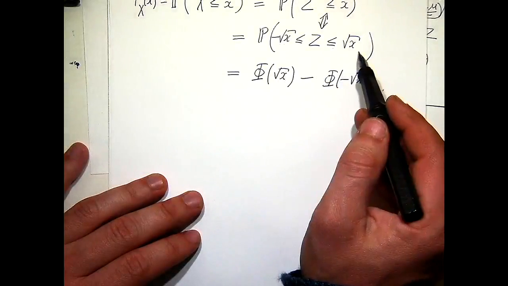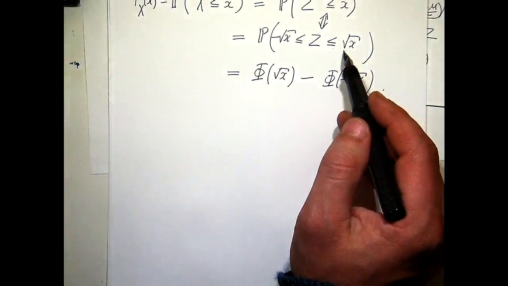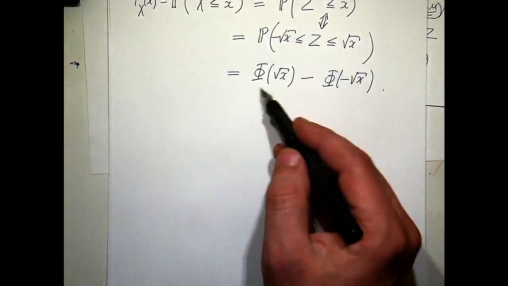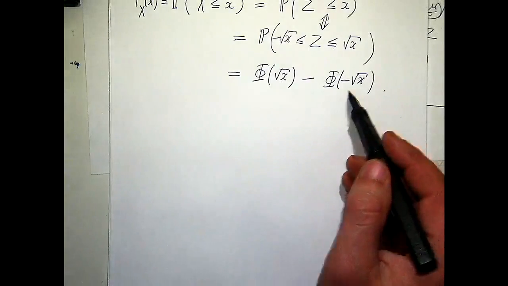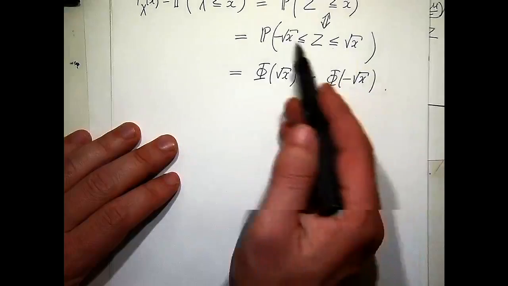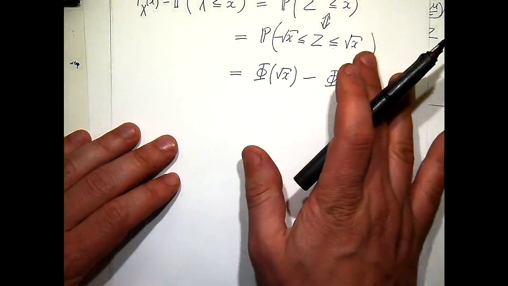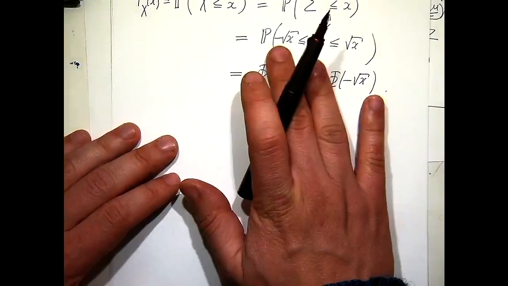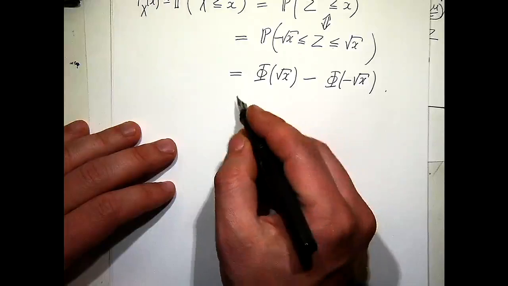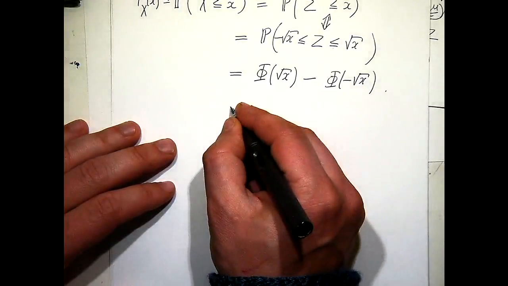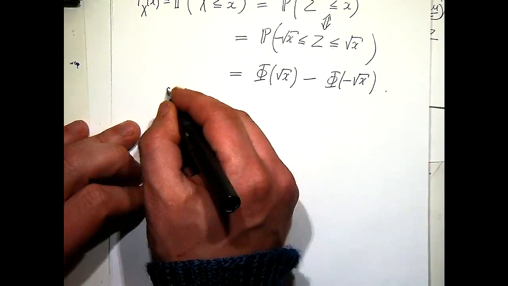Because if you want to go by integral, you could do the integral from minus root x to root x, and then you do that as a difference between two integrals, one from minus infinity to root x, and one from minus infinity to minus root x. Another way to do it is it's just two events: the event of being less than or equal to root x, and then subtract the event of being less than or equal to minus root x. So it's a set difference, that's another way to say it.